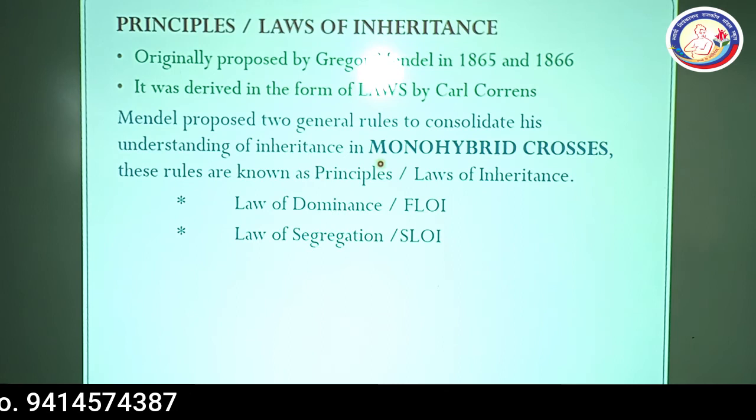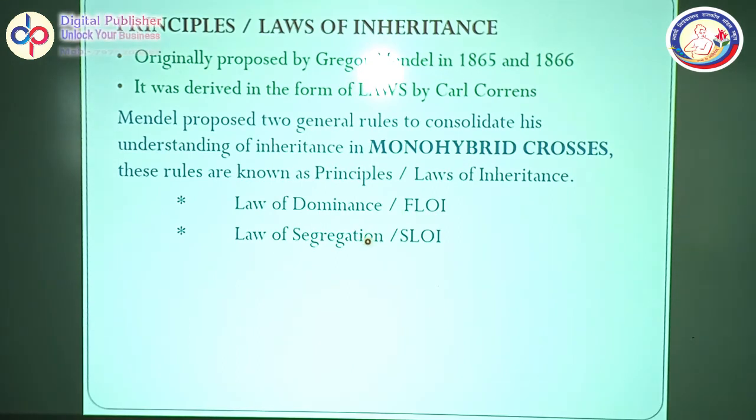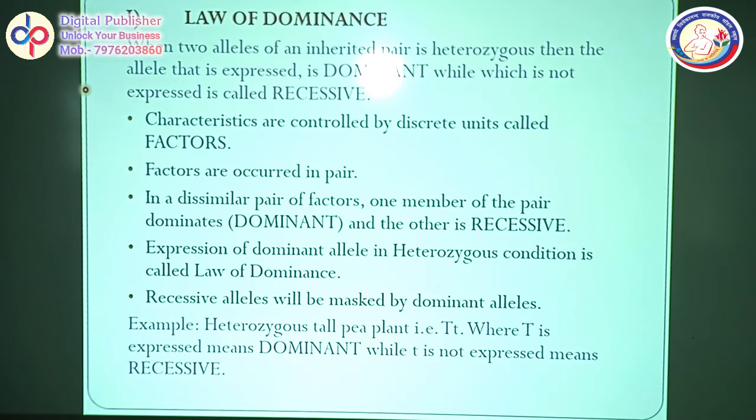There are two important laws based on monohybrid cross: law of dominance and law of segregation. This is also known as first law of inheritance and second law of inheritance. So we will start the point from law of dominance. When two alleles of an inherited pair is heterozygous, then the allele that is expressed is dominant, while the one which is not expressed is called recessive.